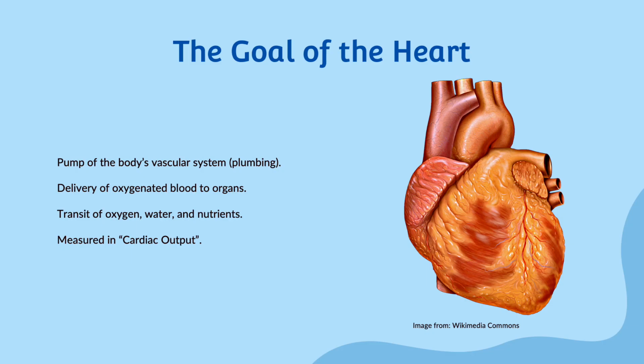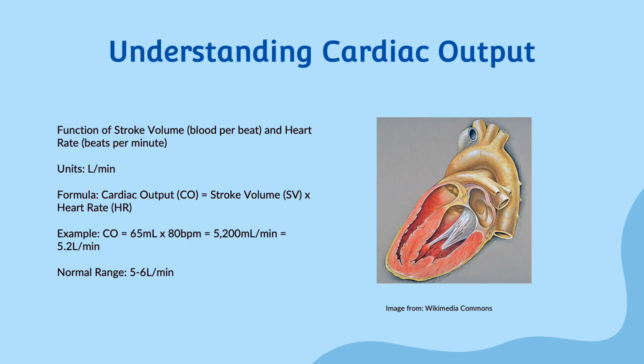The goal of the heart is to pump blood, and therefore oxygen and nutrients, to all of the tissues of the body. The measurement of this pumping is known as cardiac output. Today we will be discussing cardiac output, which is a measure of the amount of blood pumped by the heart per minute. The cardiac output is determined by the stroke volume, which is the amount of blood pumped per beat. It is also determined by the heart rate.